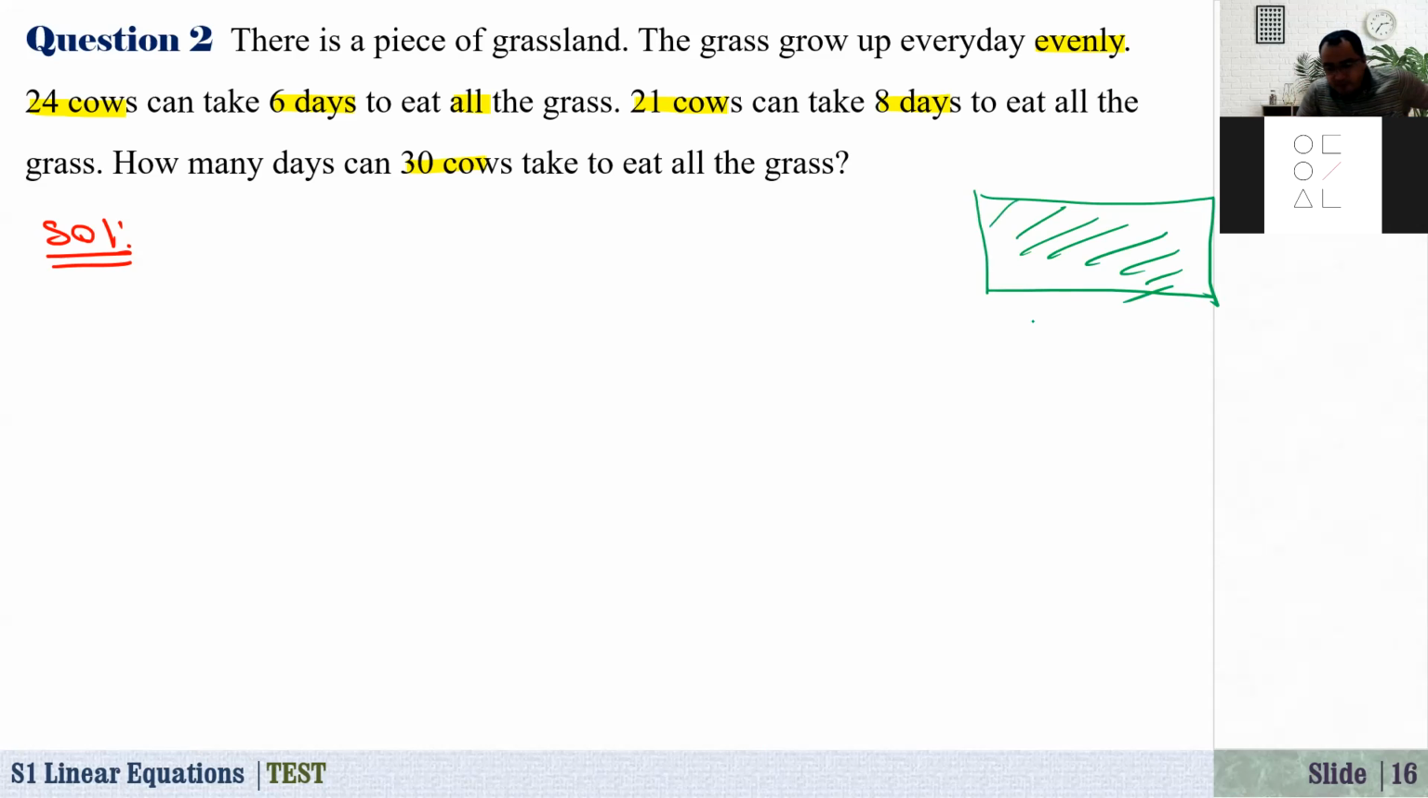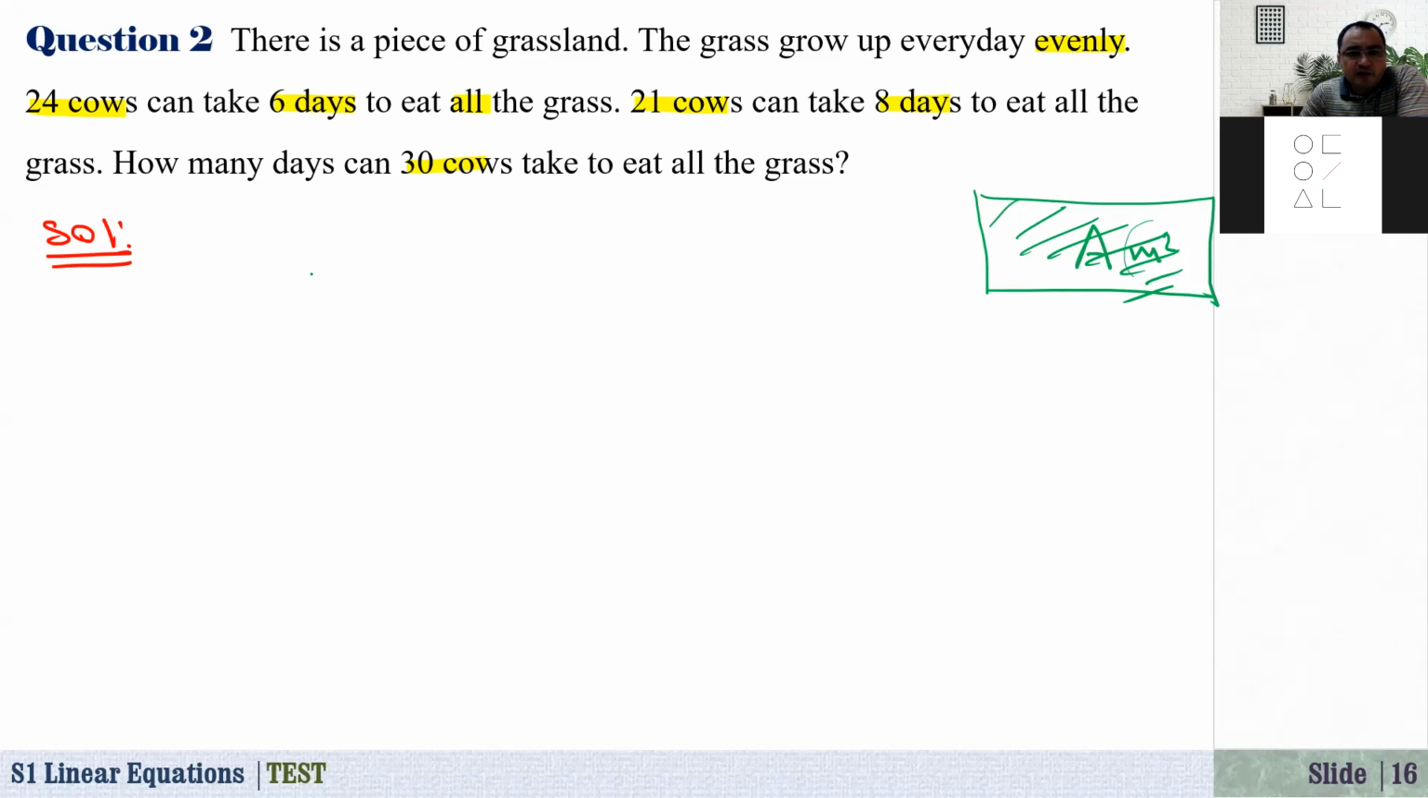Now let's try to understand the question, then we start solving. The question says the grass grows evenly. That means in the morning the cows go there and see some amount of grass, and the next morning they see the same amount of grass, because at nighttime the grass grows. This is what we mean by evenly. Now suppose this area is A, so here we have A meters squared of grass. 24 cows can take 6 days to eat all the grass.